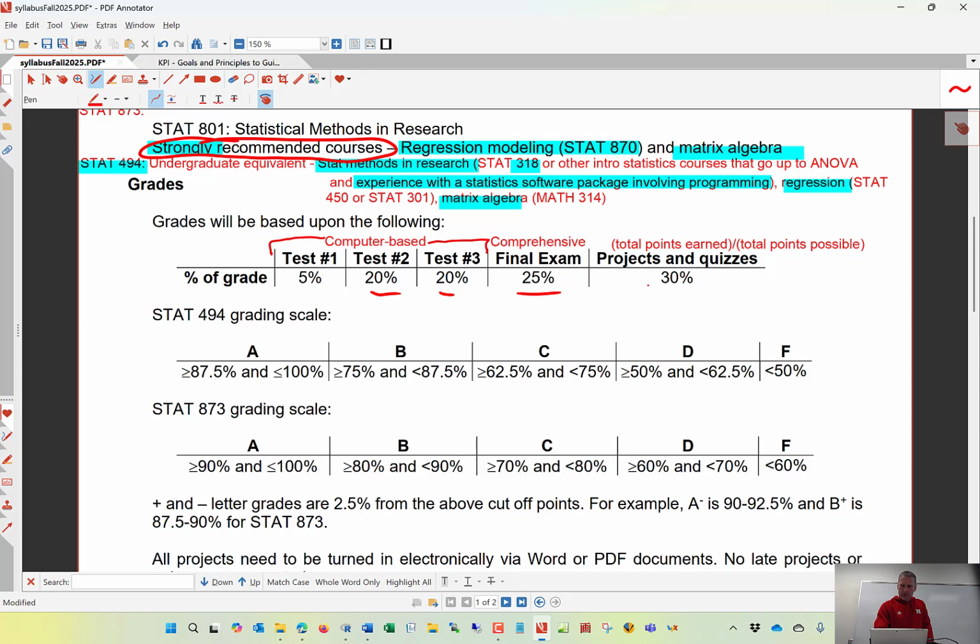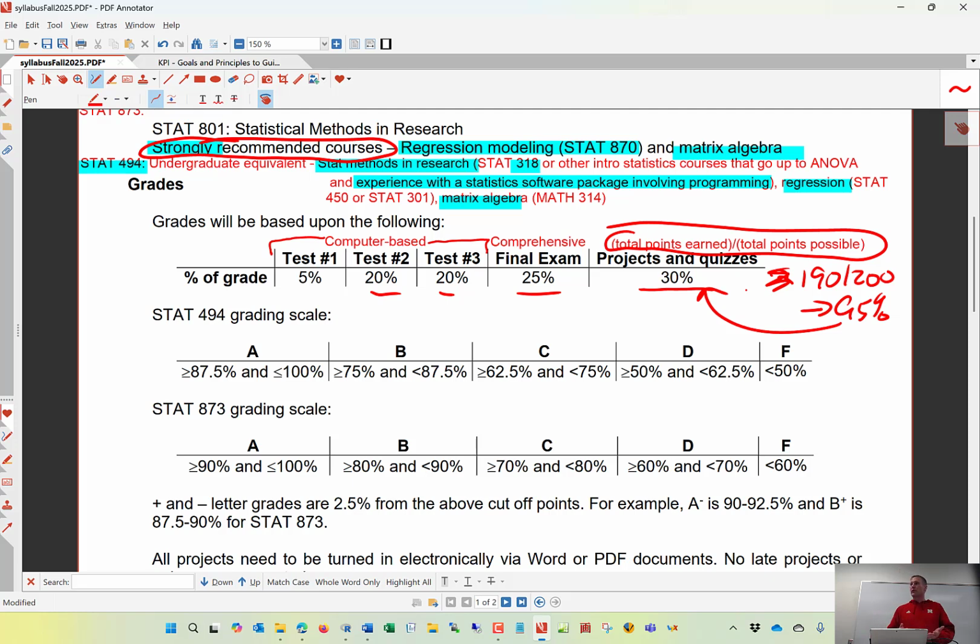And then lastly, for this grade, there's going to be about 3 projects during the semester, which will be focused on data analysis. Also, there will be some quizzes, mostly during the beginning of the semester. To put those all together into 30% of your grade, what I do is take the total number of points earned in projects and quizzes, divided by total number of points possible. So, for example, if there was 200 points possible and you got 190, that means you got a 95% for that portion of your grade.